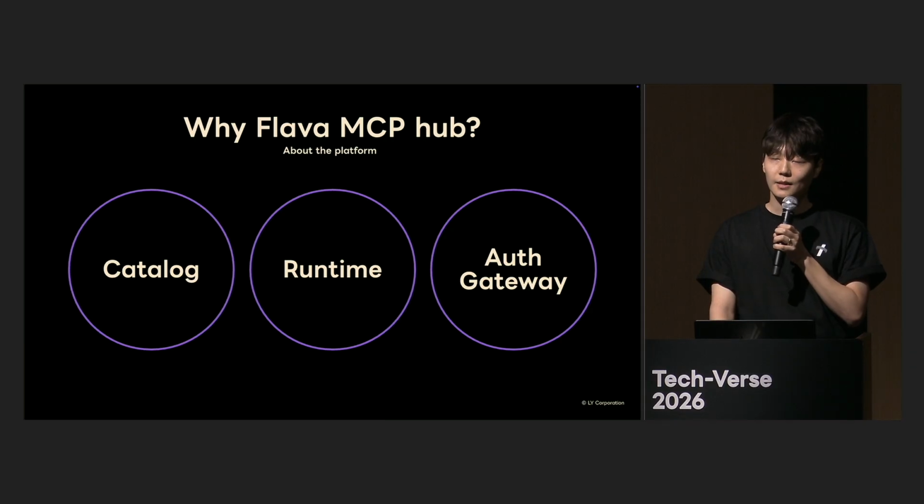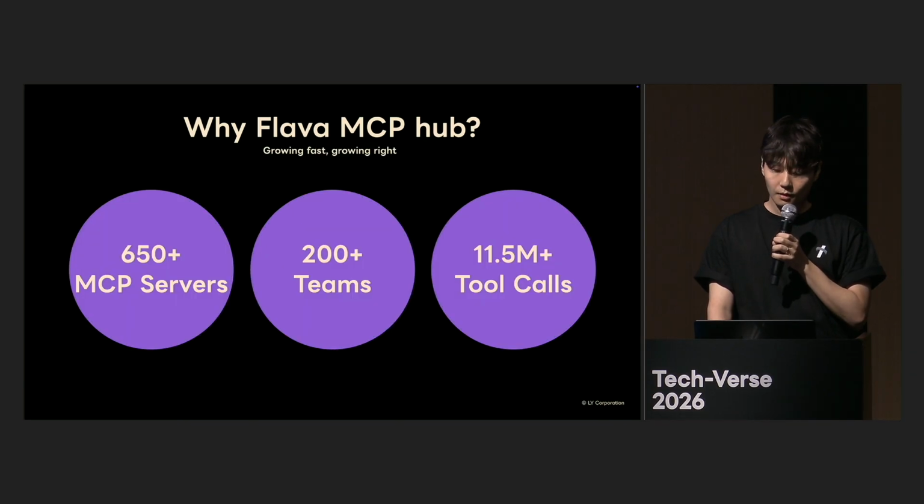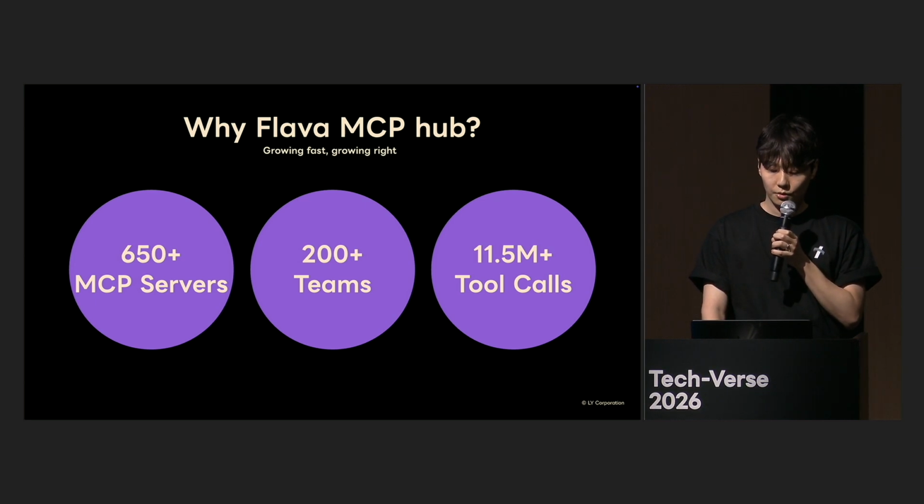So now, let's take a look at how much it's actually being used internally. Let's look at the numbers MCP Hub has accumulated since the service launch. There are over 650 MCP servers running, more than 200 teams are using it, and the cumulative number of tool calls has exceeded 11.5 million. In fact, it quickly became the standard infrastructure within the company.